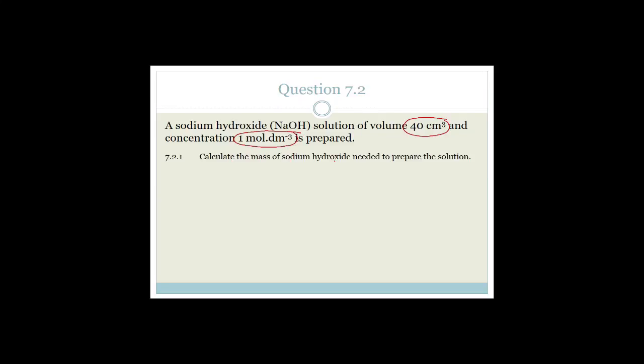Now it says calculate the mass of the sodium hydroxide needed to prepare the solution. The formula that we're given is the number of moles is concentration times volume. We have the concentration, it's 1 mole per decimeter cubed, and we have the volume, but like I said, this volume is 40 cubic centimeters. We need to convert the cubic centimeters into decimeters cubed, and the way to do that is to divide by 1,000. If you don't automatically remember that, let me help you. There is a saying: King Henry died while drinking chocolate milk. It's a bit negative, but there you go, and you might have your own saying. Kilo, hecto, deca, deci, centi, milli. So this is deci, this is centi, and this is milli.